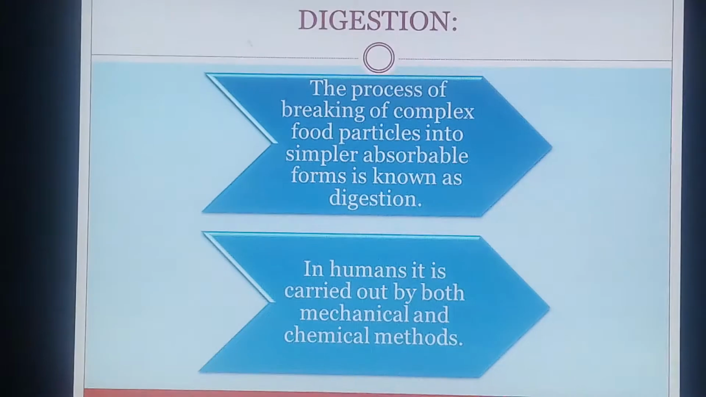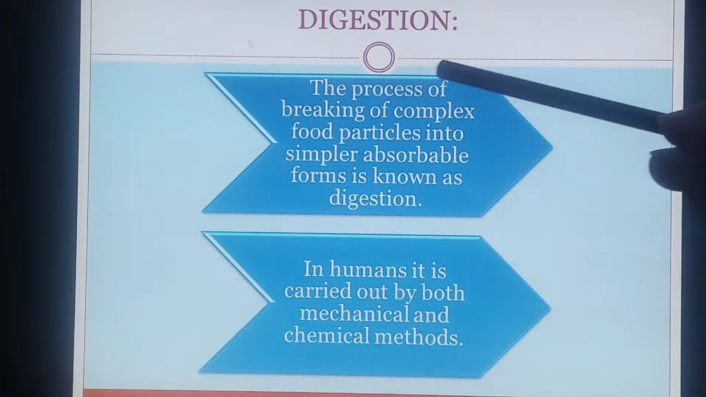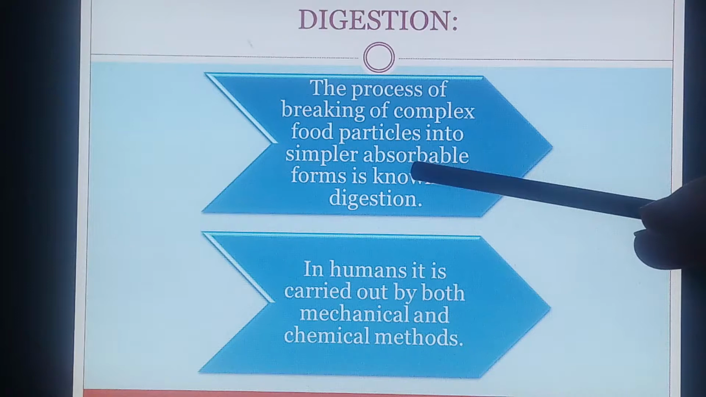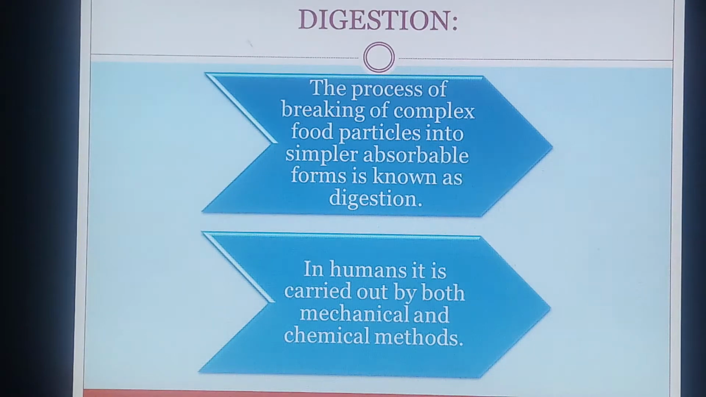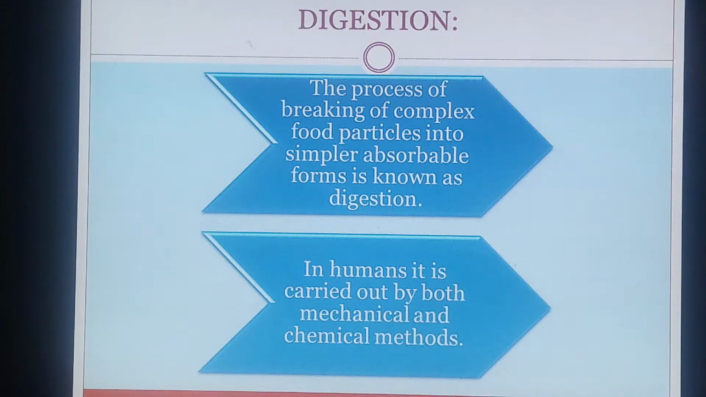Before we start with that, first of all we need to understand the term digestion. What is digestion? Digestion means the process of breaking the complex food particles into simpler absorbable forms. When we are breaking the complex particles into the simpler ones, that is called digestion. So in humans it is carried out by both mechanical and chemical methods.